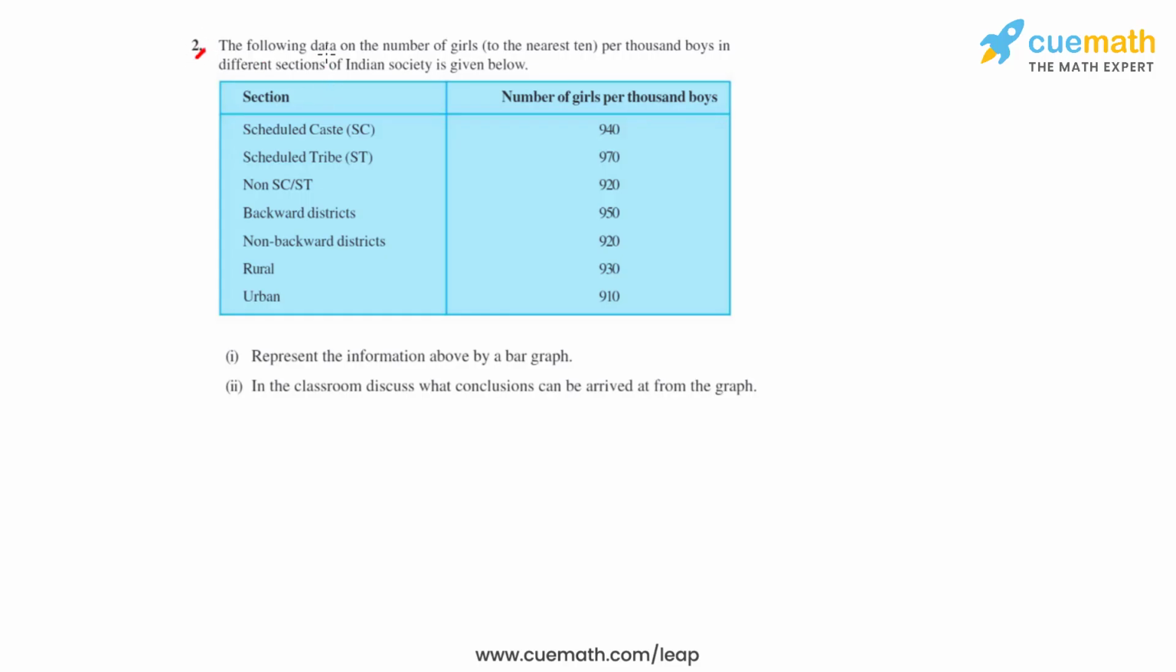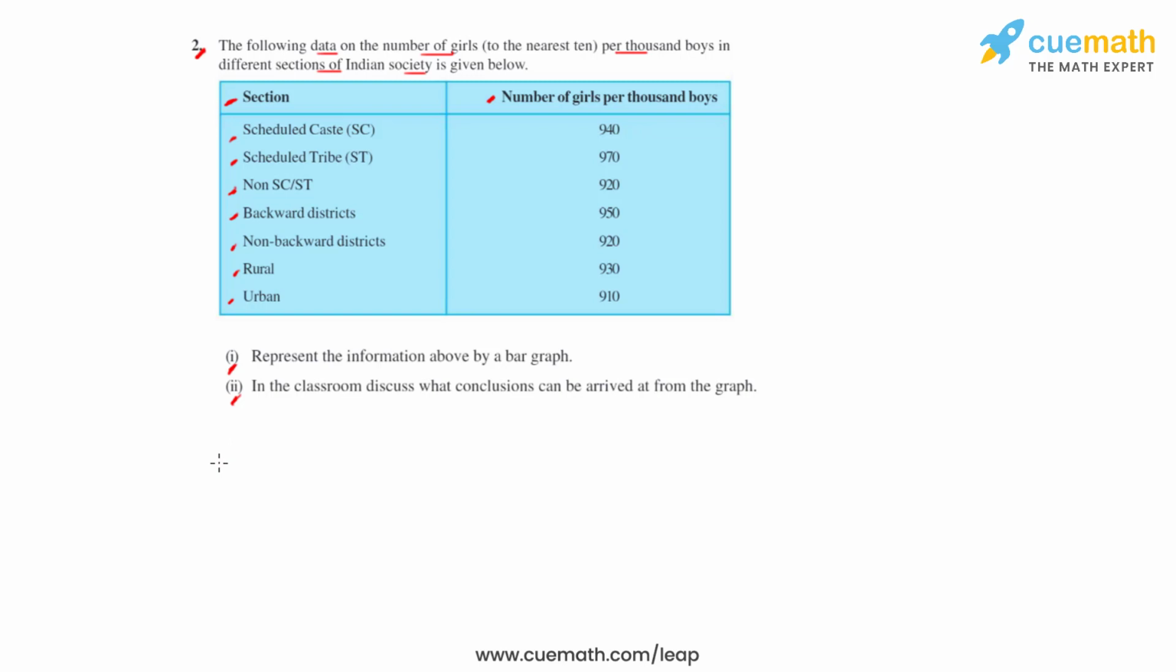Question number 2 says that the following data on the number of girls to the nearest 10 per thousand boys in different sections of Indian society is given below. So we have been given different sections of Indian society like scheduled caste, scheduled tribe, non-SC/ST, backward districts, non-backward districts, rural and urban. And with each of these sections, we have been given the number of girls per thousand boys. We have to represent the information above by a bar graph, and in the classroom discuss what conclusions can be arrived at from the graph.